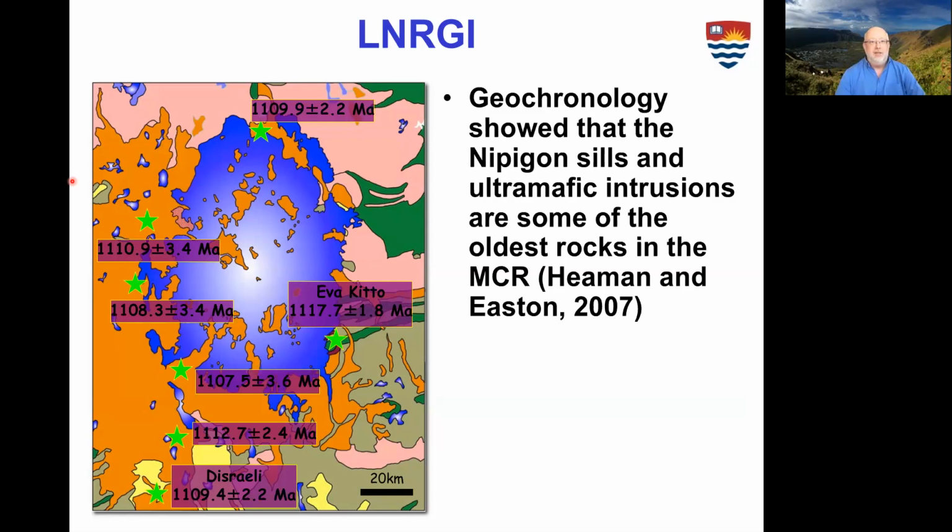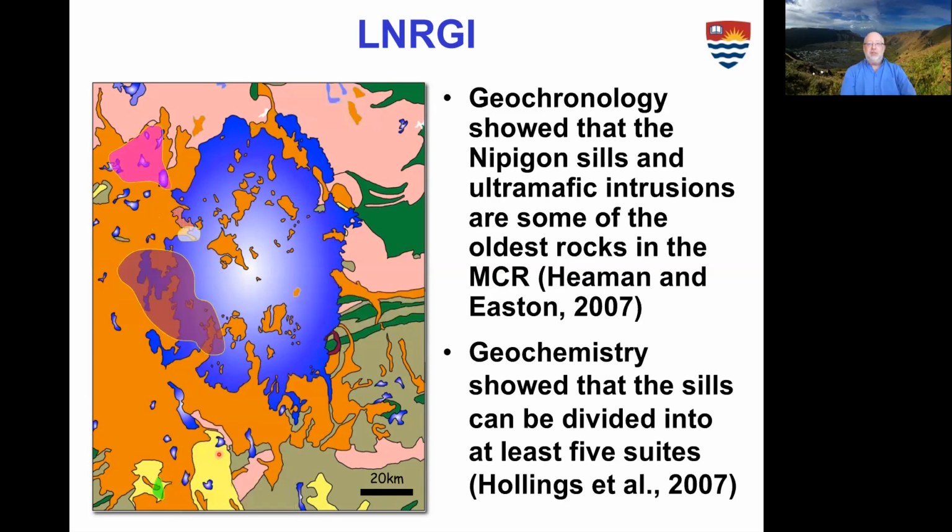And again, you can see a lot of these ages are coming in quite old, 1117, 1109, 1112, and those are the older intrusions, those older dike phases that are in there. We also did a bunch of geochemistry, and that's where it got interesting, because we came to realize quite quickly that this homogeneous orange unit, this sill unit, which had been mapped as a single thing, actually contained at least 5 different geochemical units.